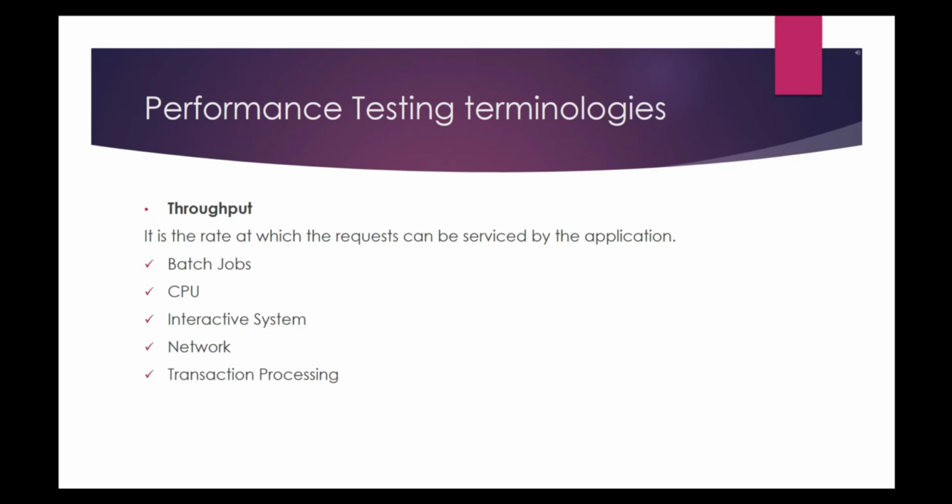Throughput. It is one of the common terminologies that we hear in our office conversation on a daily basis. It is the rate at which requests can be serviced by the application. Batch jobs. It is measured in jobs per second. CPU. It is measured in million instructions per second or million floating point operations per second. Interactive system. It is measured in requests per second. Network. It is measured in packets per second or bits per second. Transaction processing. It is measured in transactions per second.